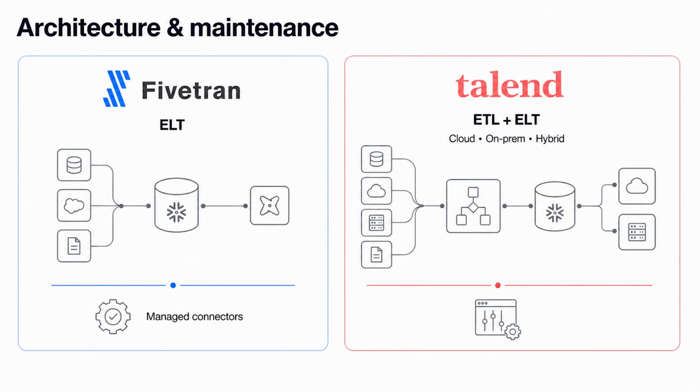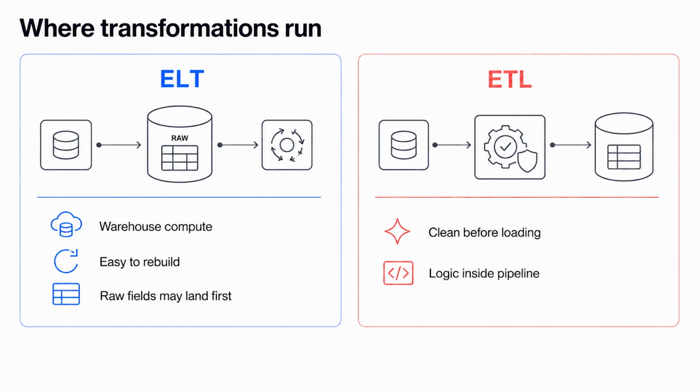Why does that matter? The location of the transformation changes the compute bill, where sensitive fields are cleaned and how failures are diagnosed. Warehouse-first ELT makes models easy to rebuild, but consumes warehouse resources and may land raw fields before they are masked. ETL can validate or remove fields earlier, but puts more business logic inside the pipeline. The choice depends on which rules must run before the data arrives.